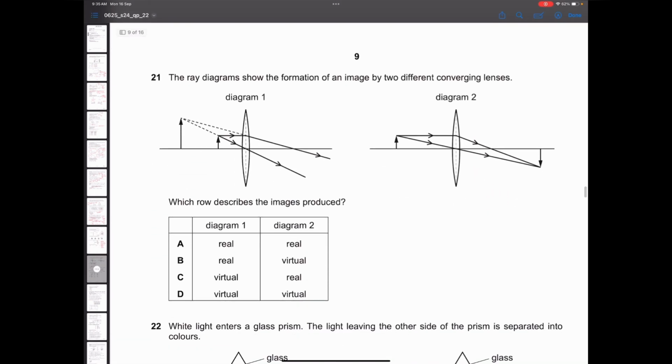Question number 21. They're asking which row describes the image produced in diagram 1 and diagram 2. Diagram 1 is the 6th case, the last case for convex lenses, and we are aware that when the dotted rays are formed, these are virtual rays. So the image formed will be virtual, and if dotted rays are not there, the image formed will be real. So the correct answer will be option C.